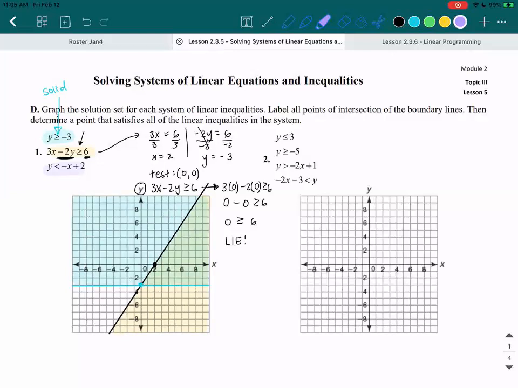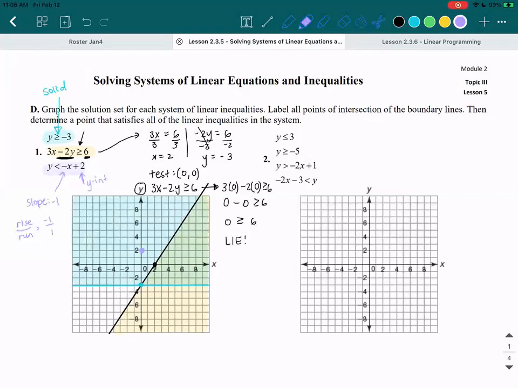This says y is less than -x plus 2. This is in slope-intercept form. So that means we have a y-intercept at 2. So I'm going to go over to our y-axis at 2, and I'm going to put a dot there. And then we have a slope of -1, which means our rise over run is -1 over 1.